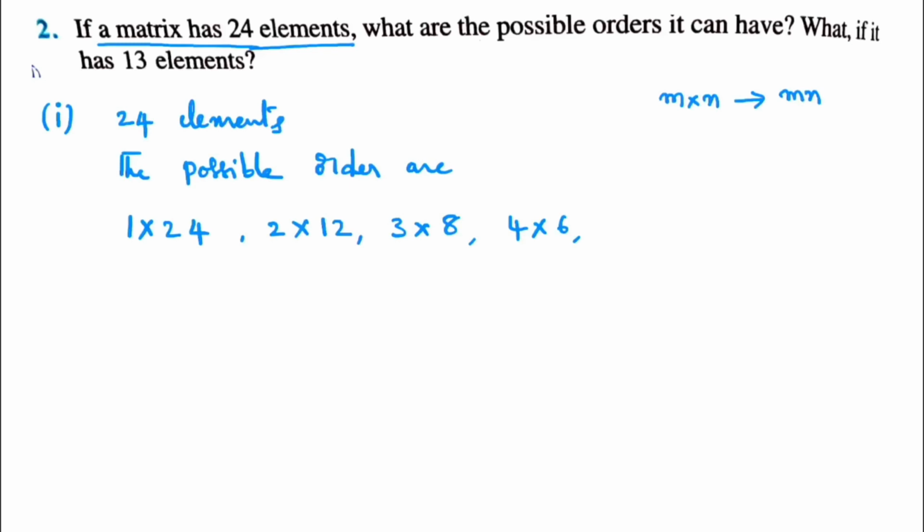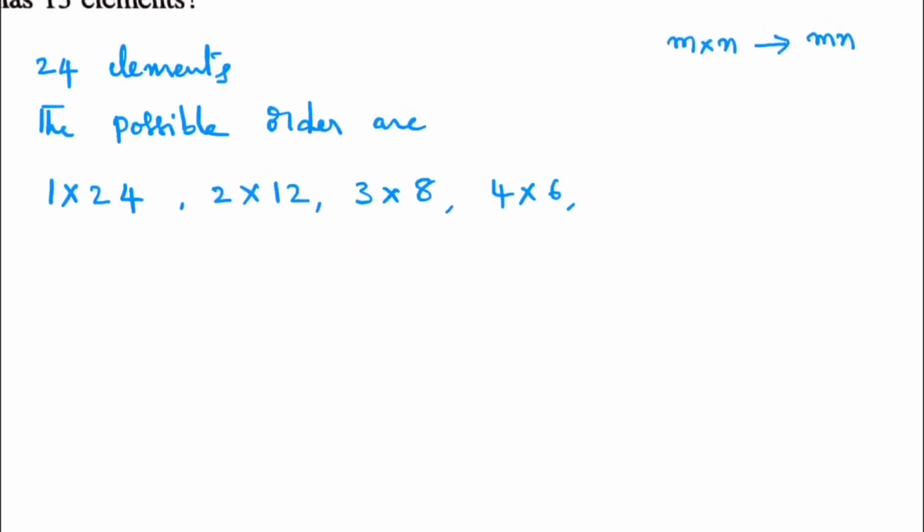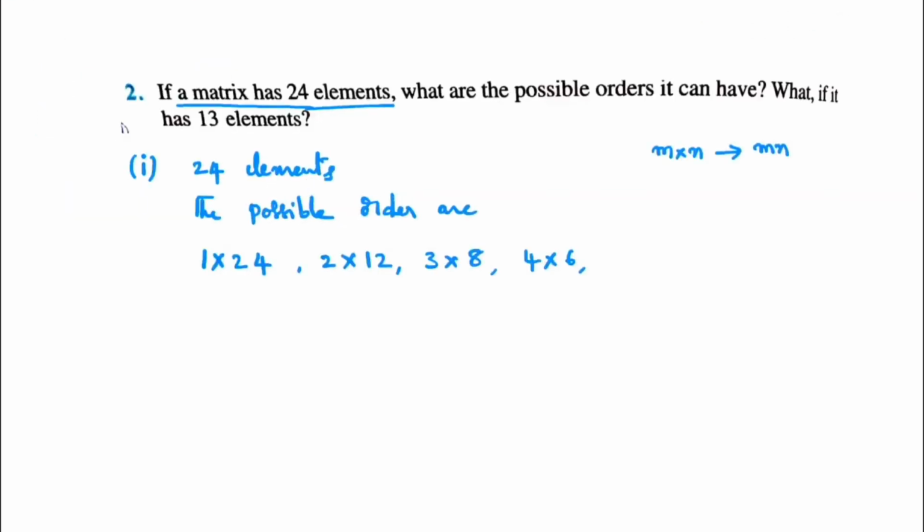Here you can observe one thing. The easiest way, I'll write like this. See, 4 by 6 is there. Similarly 6 by 4. In this also the number of elements is 24. 3 by 8 I have written already. 8 by 3. 2 by 12 is there. I'll write 12 by 2. 1 by 24 is there. I'll write 24 by 1. So what they are asking: if a matrix has 24 elements, what are the possible orders it can have? These are the possible orders.